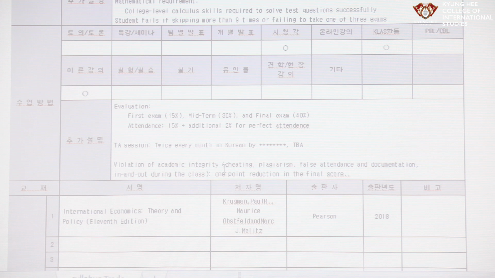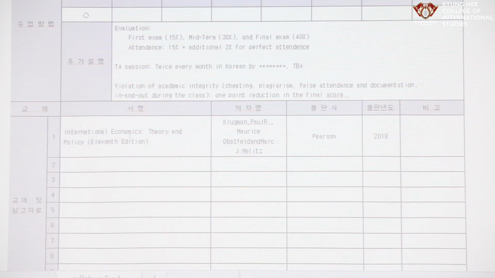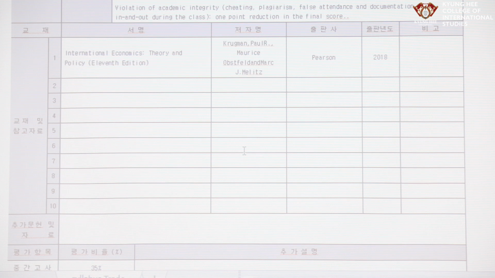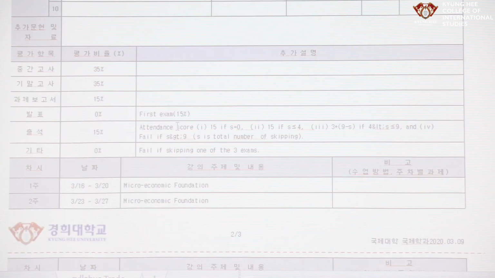Violation of academic integrity, cheating, plagiarism, false attendance, and false documentation, and going in and out during the class, is prohibited in my class, basically. Textbook: International Economic Theory and Policy by Krugman and Obstfeld. Okay, I already explained this.